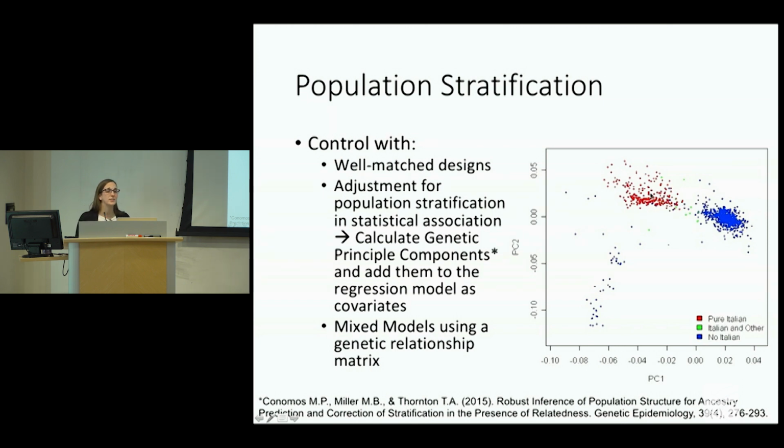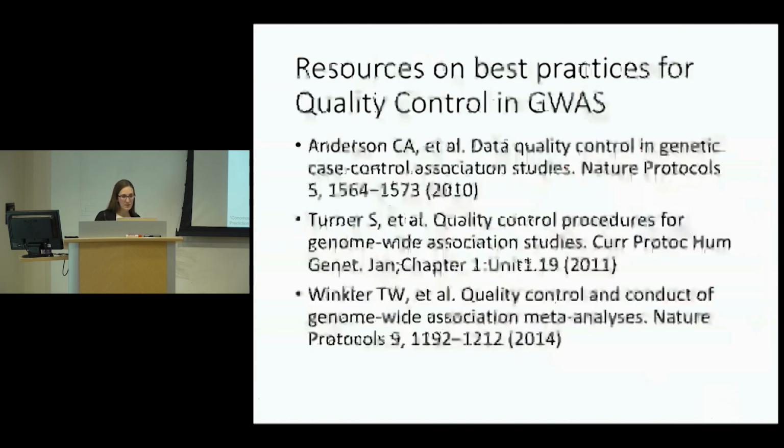There are other ways to control for population stratification. You can use well-matched study designs. You can use these principal components as adjustments in your association test. And a newer approach is using mixed models, using a genetic relationship matrix to adjust for cryptic relatedness, known relatedness, as well as structure within your data. I'm just putting up a couple of references and resources on best practice for quality control, because I just gave you an overview of different things we look at, and there are these great papers that really go into how to quality control your genome-wide association analysis.